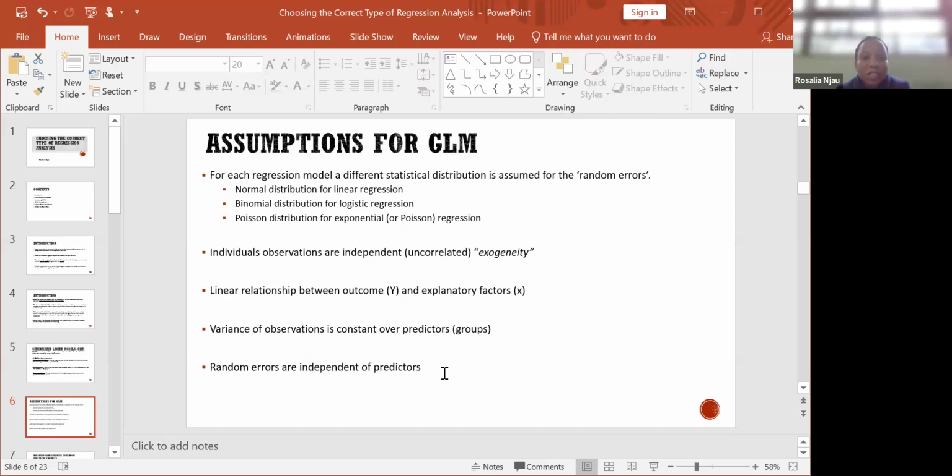And a linear relationship between the outcome and explanatory variables, this is mainly for linear regression. And variation of observations is constant over predictors. Variance of observations is constant over predictors. This means that the effect of the outcome on the predictors is the same for all levels of the predictor. And the last assumption is that random errors are independent of predictors.